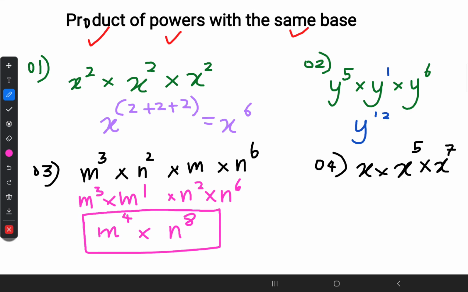And next, final question: x with the power of 1, x power of 5, x power of 7. All bases are the same. We will add the powers. So 1 plus 5 is 6, 6 plus 7 is 13. X with the power of 13, that is the correct answer.